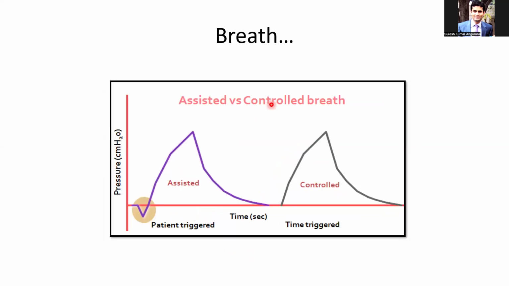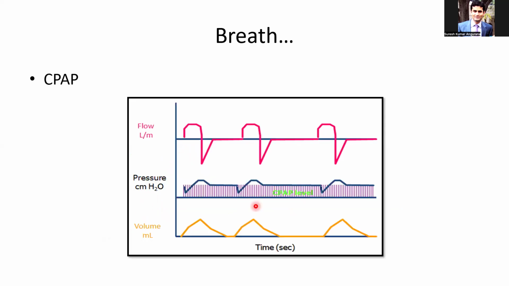So how to differentiate between assisted and controlled breath? Controlled breath we already saw in the last slide. In an assisted breath, the patient is starting the breath, but the ventilator is supporting that breath. So this is assisted by the ventilator, but triggered by the patient. You can see the trigger here, negative deflection, and then pressure rises, and then there is a fall in pressure. This pressure is supported by the ventilator. So this is an assisted breath, right?